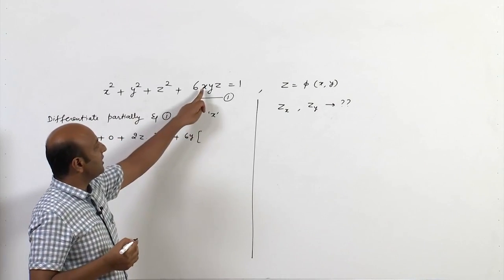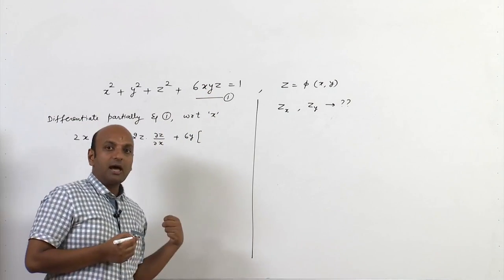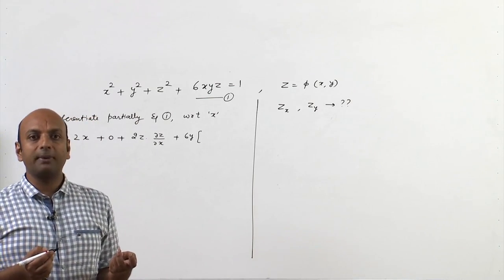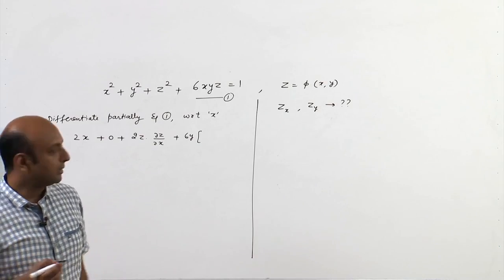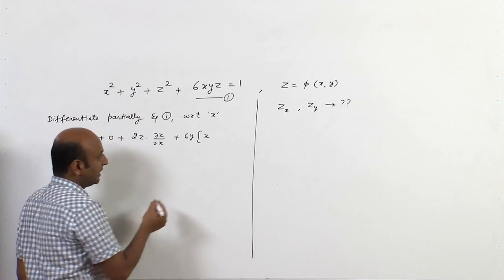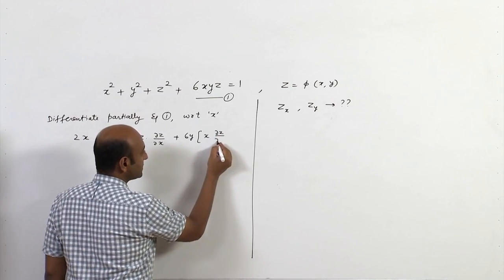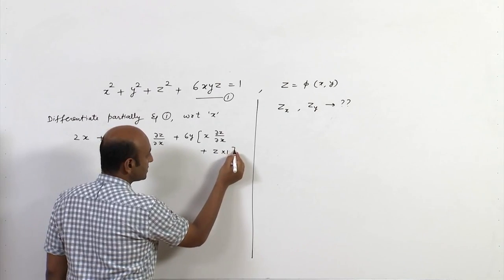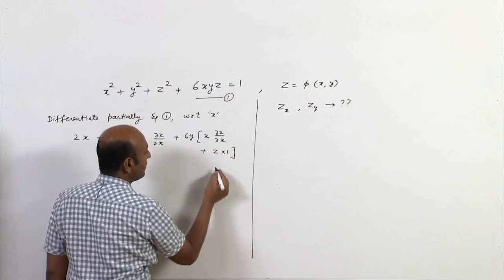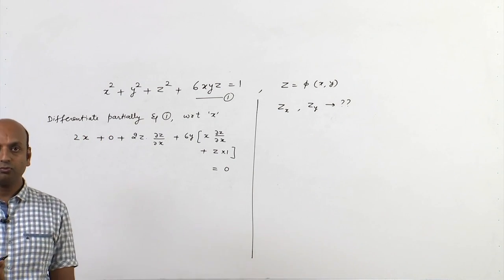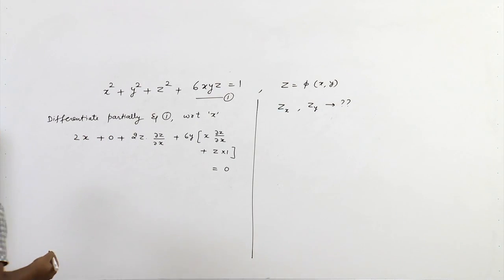Now, inside the bracket we are having x and z, and both are functions of x. So, we have to apply the product rule, that is, first as it is, derivative of second, that is del z upon del x, plus second as it is, derivative of first, and the derivative of x will be 1 with respect to x. Okay. So, what we will obtain from here?